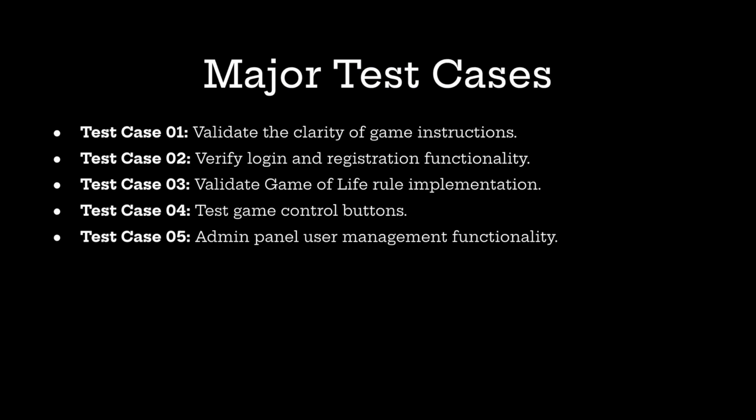Okay, so for our major test cases, we tested it in five main ways. First, we made sure that the game instructions were clear and easy to follow. Then we tested the login and registration forms to make sure users could sign in correctly. We double checked that the Game of Life rules were working exactly as we were expecting. We made sure all the control buttons like start, stop, and reset worked pretty smoothly. And lastly, we tested the admin panel to see if you could correctly manage users and their sessions.